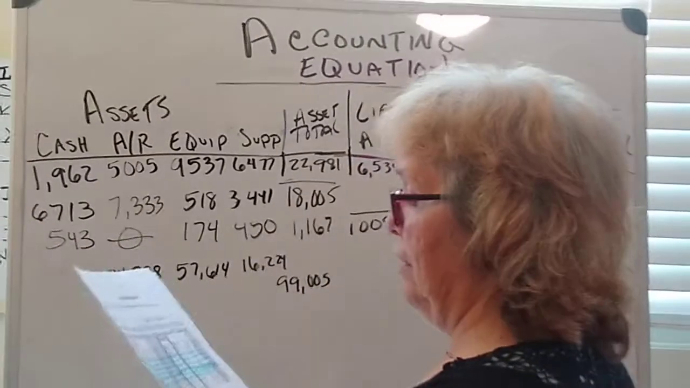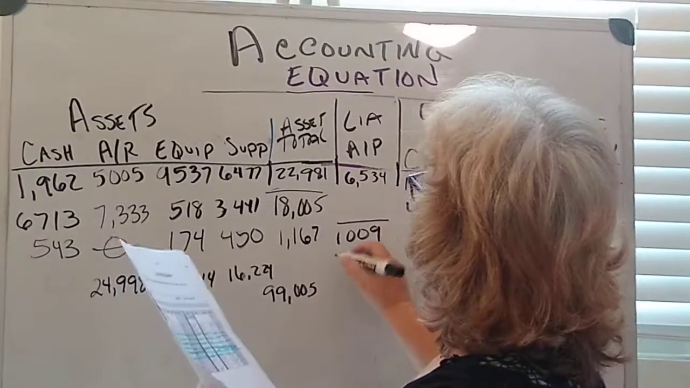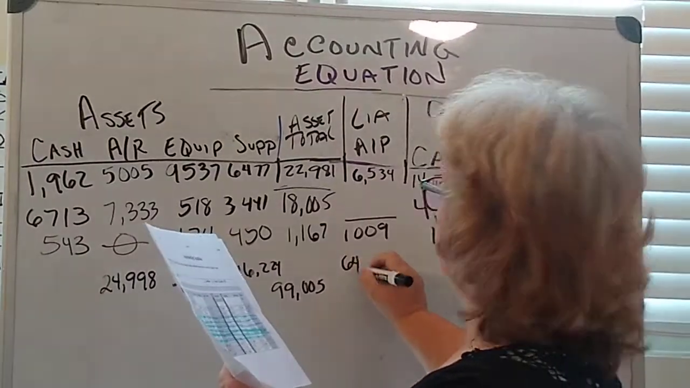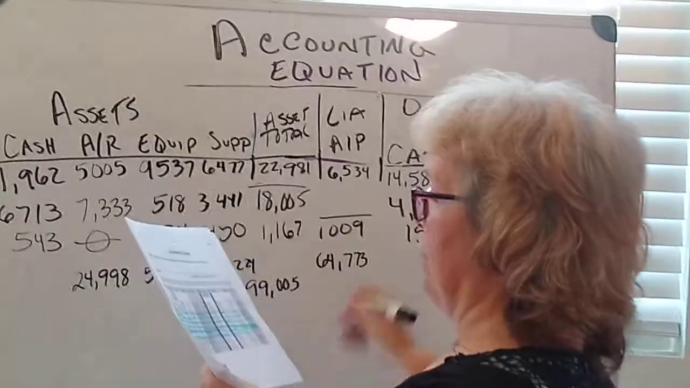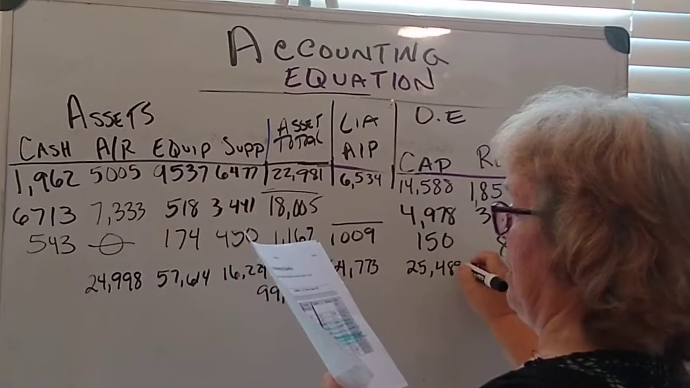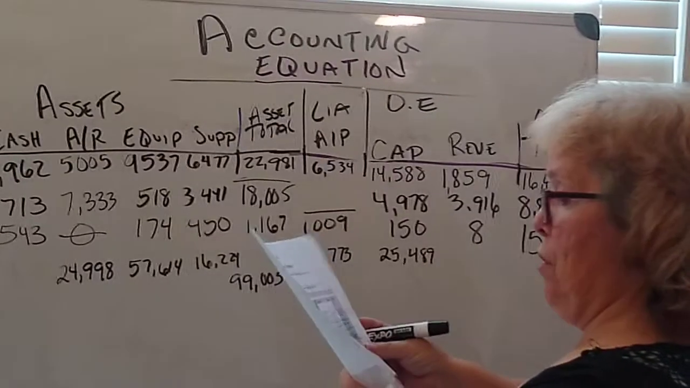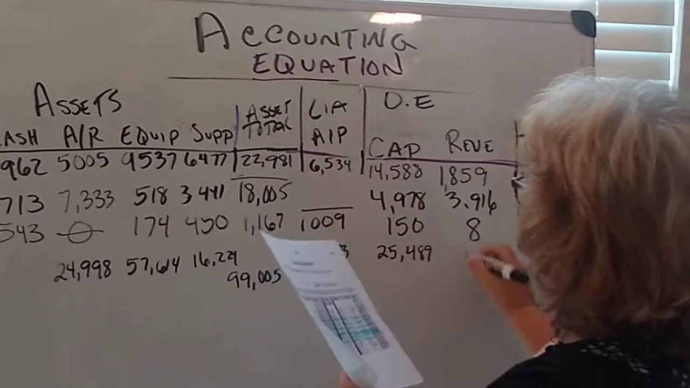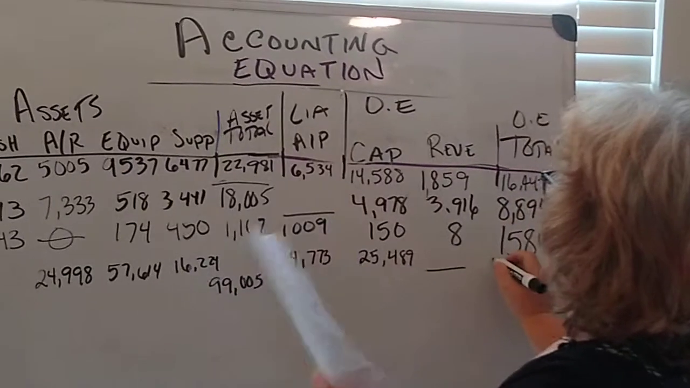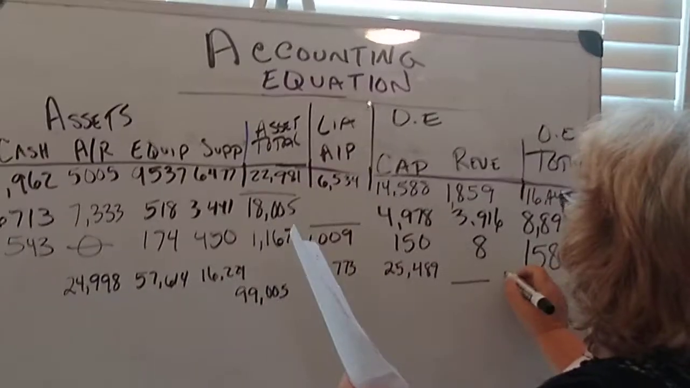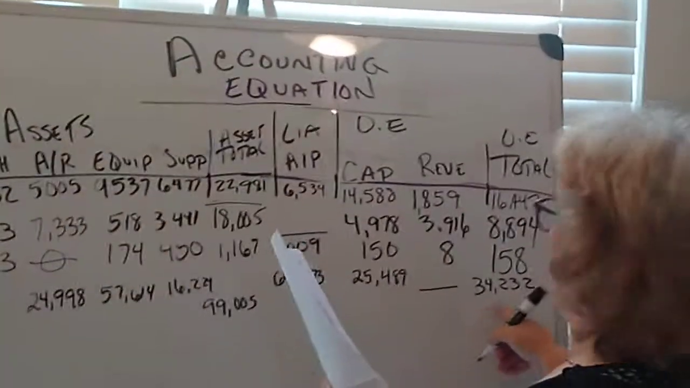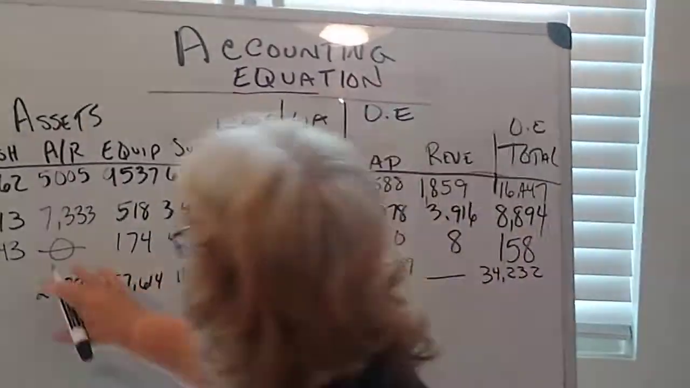99,005. Under accounts payable, liability, 64,773. Under capital, we have 25,489. Under revenue, we have missing. So we can figure out these with both. This one has two things missing. 34,232. Okay, so we need to figure out both of these.